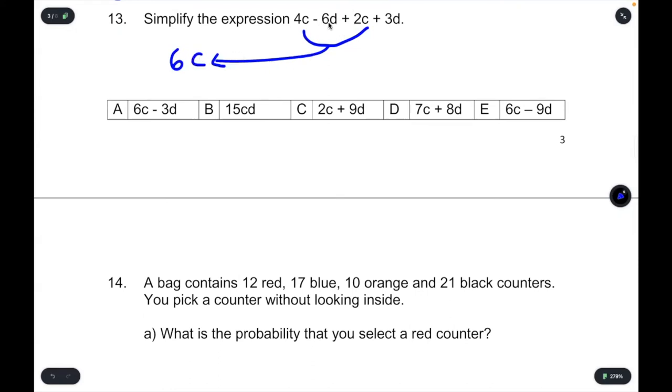Meanwhile, let's look at minus 6d and 3d. These are in the d family. So if you look at the minus 6 plus 3, if you add those together, you've ended up with minus 3 because we started off in minus 6. Since then, we've added 3. So now we're still on a negative number. We're still on minus 3. So in the d family, this is worth minus 3d. So now we just need to put these together. We've got 6c and we've got minus 3d, which is option A.